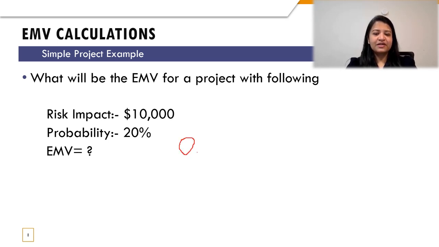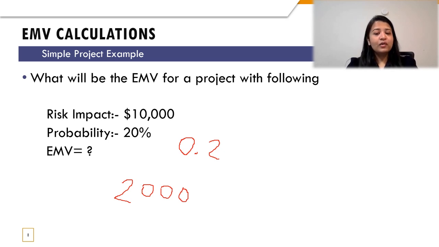Because it is a percentage, we have to divide this 20 by 100. So we end up getting 0.2, which we multiply with 10,000. That typically gives us $2,000 based on the given values for this particular question.